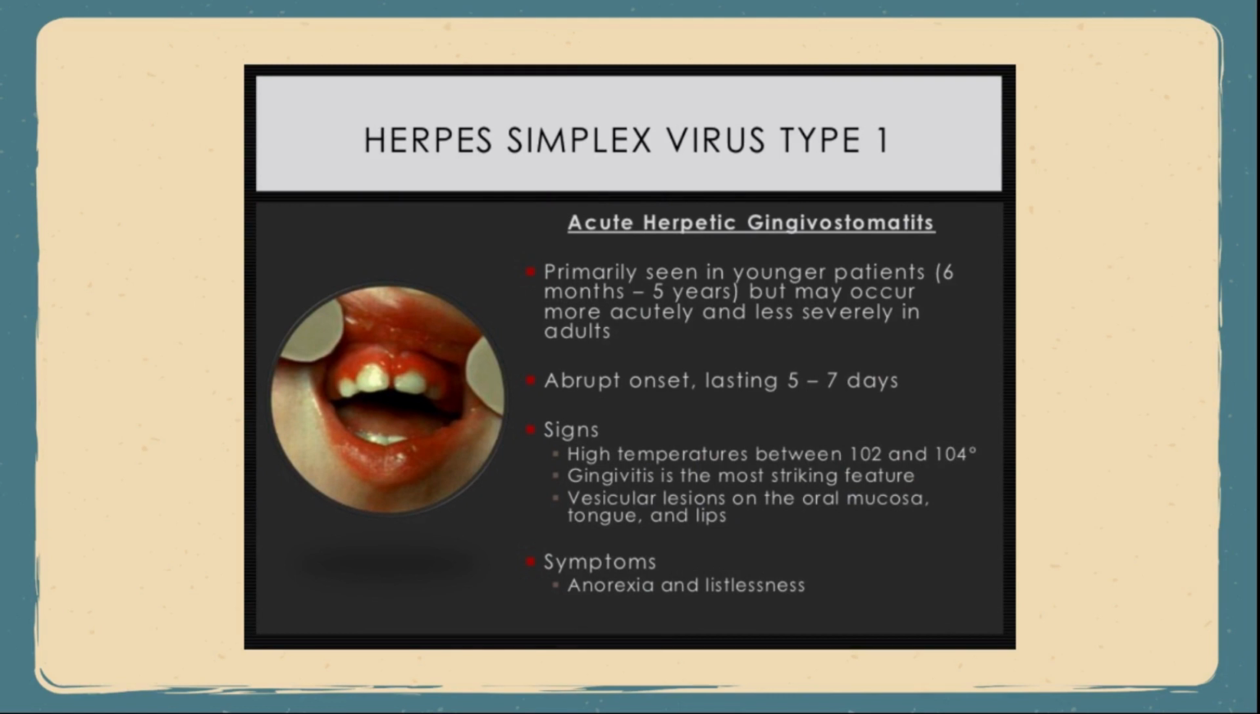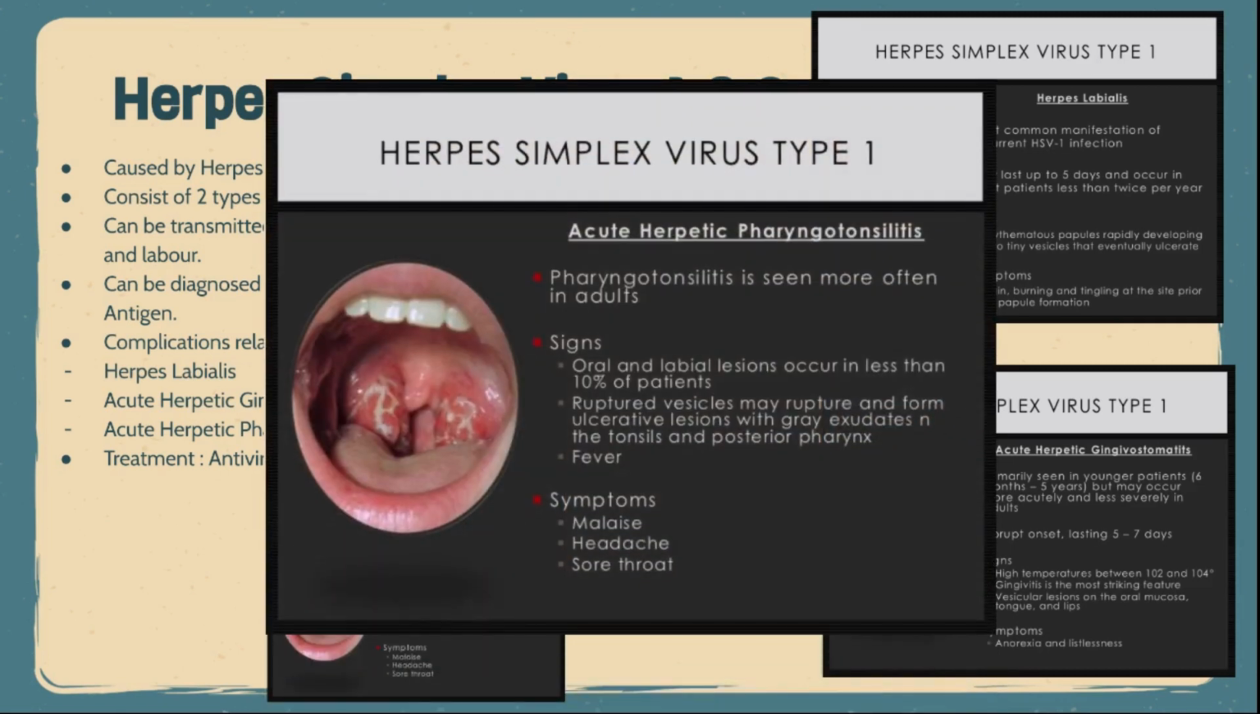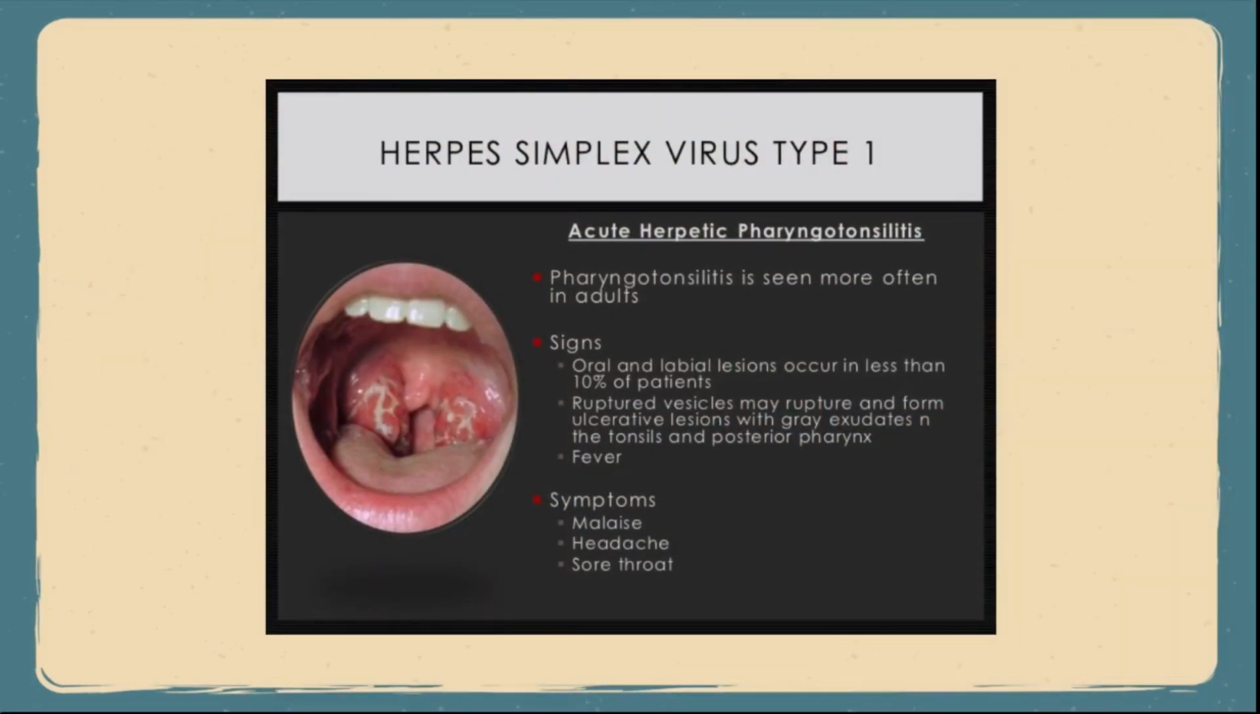Signs of this acute herpetic gingivostomatitis: the patient might have a high temperature between 102 and 104 Fahrenheit, or 38.9 up to 40 degrees Celsius. And the patient might have anorexia and also feel lethargic or lack of energy. And next is acute herpetic pharyngotonsillitis, which is more often seen in adults.